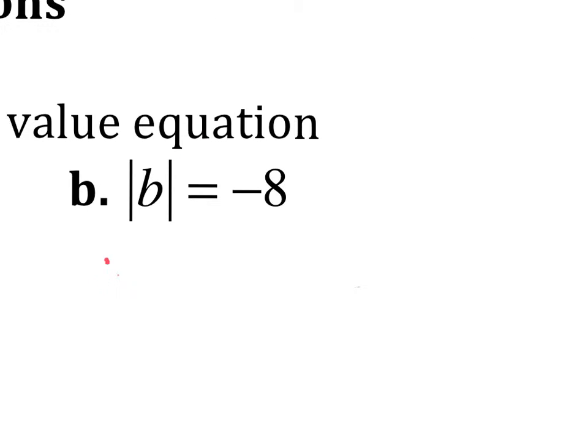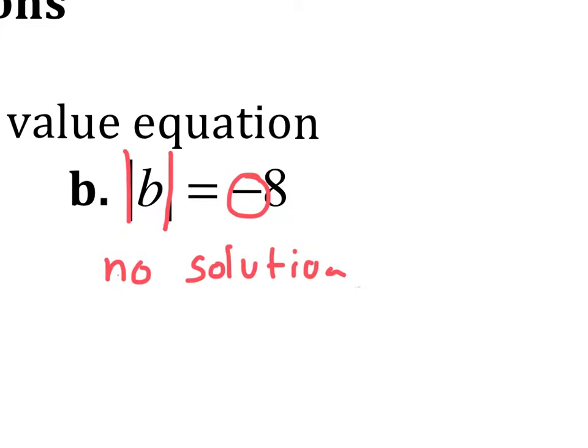This one will simply say no solution. Again, why no solution? Because the absolute value of a number cannot be negative.